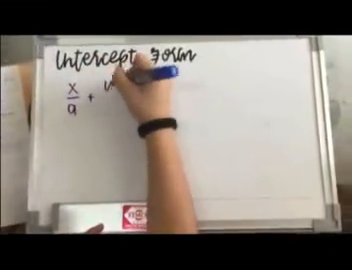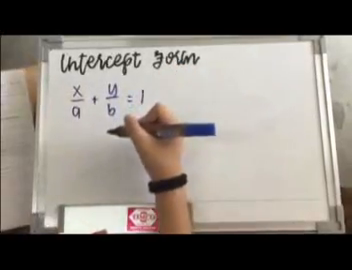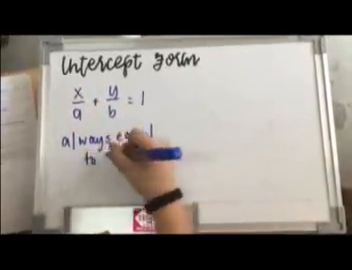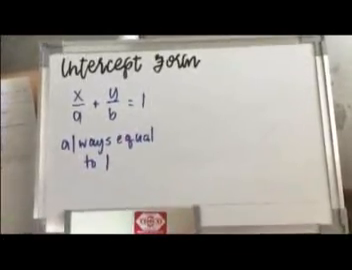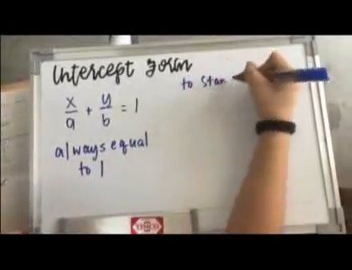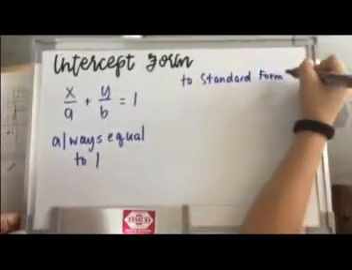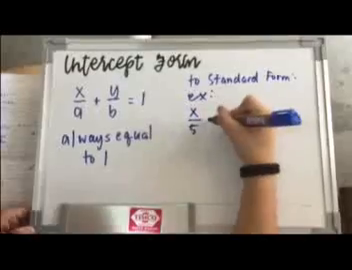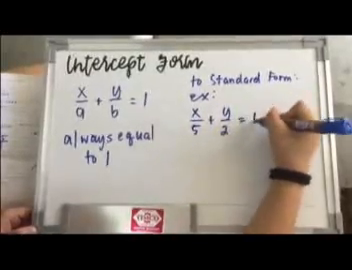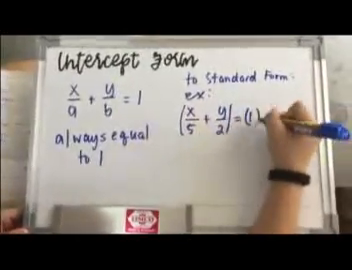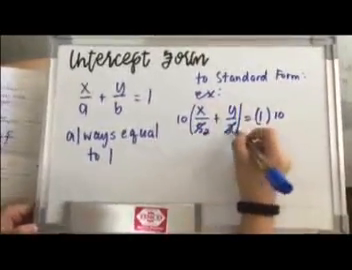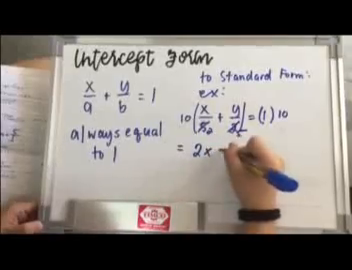The second form is intercept form. The formula is x over a plus y over b is equal to 1, wherein a is equal to the x-intercept and b is equal to the y-intercept. Always remember that intercept form is always equal to 1. To turn the intercept form into standard form, get the LCD, then multiply both sides.